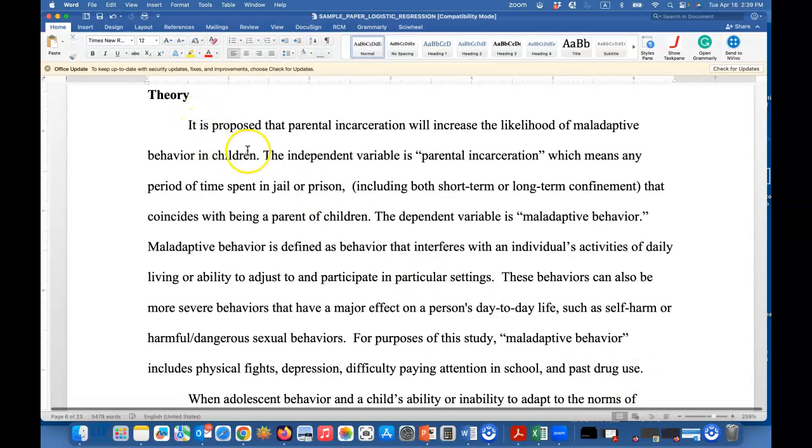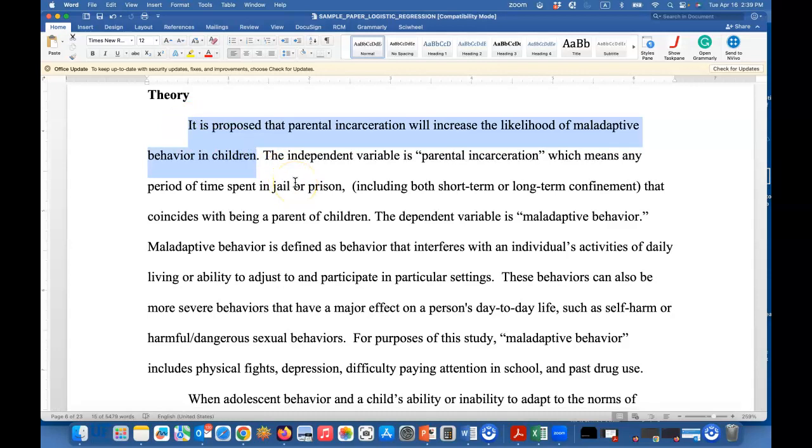So in here, you can see, here's our proposition. It's proposed that parental incarceration will increase the likelihood of maladaptive behavior in children. So again, you want to put your independent variable and dependent variable in that proposition and propose that the relationship is there. You can also make a specific prediction if you want to. So in this case, it says it will increase the likelihood of behaviors happening, or you can talk about other specific predictions or directions that the behavior will take.